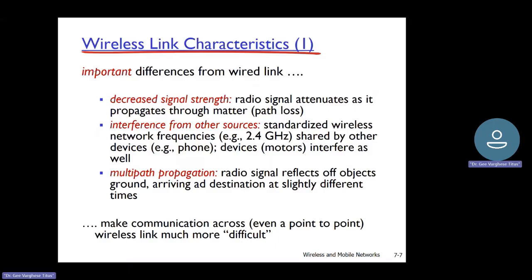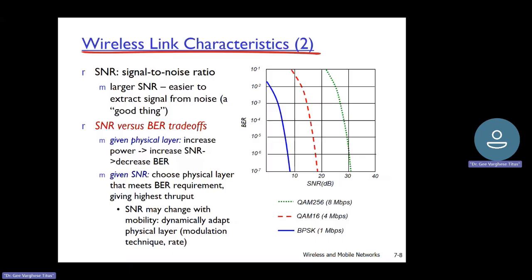Now, differences between wired and wireless is a common thing. Not much over here. Basically, decreased signal strength. We can have a lot of interference and you can have multi-path propagation. These are the main three differences that you can talk about. Another thing that you can see is the signal to noise ratio. Now we have a signal to noise ratio plot over here along with the bit error rate.